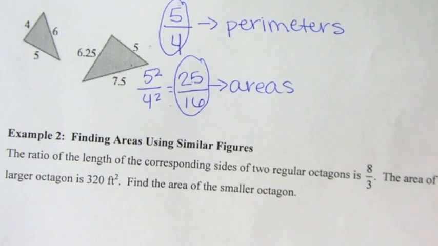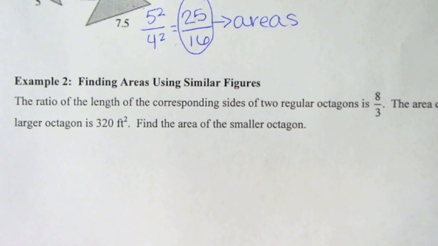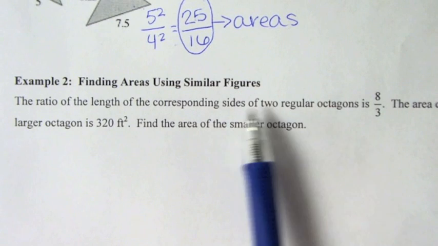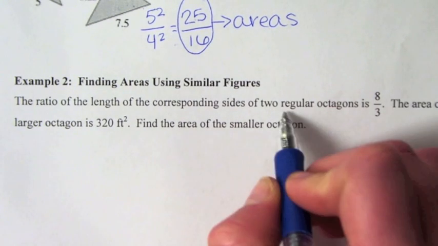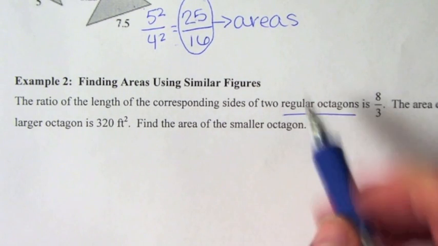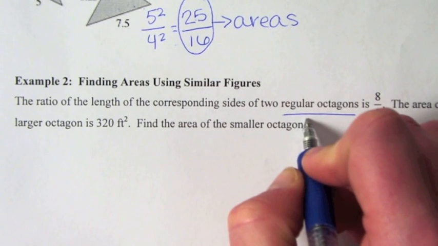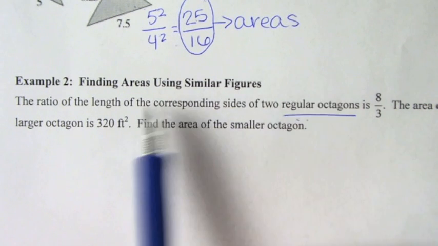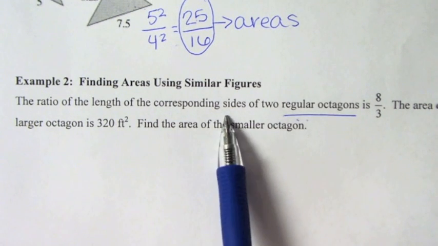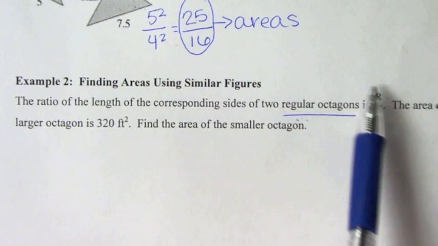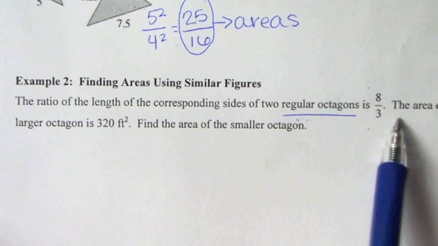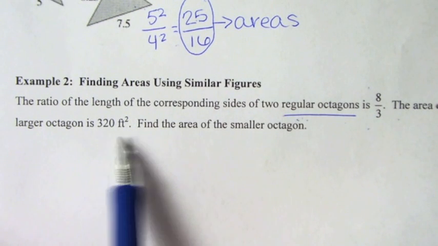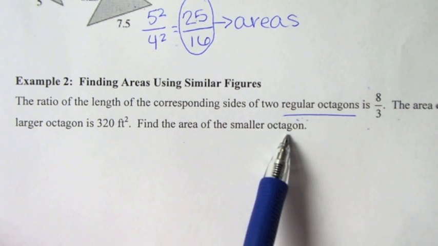All right, example 2. We want to find area using similar figures. Okay? So the ratio of the length of the corresponding sides of two regular octagons. Anytime we have regular figures, they're going to be similar if they have the same number of sides. So the ratio of the length of the corresponding sides of two regular octagons is 8 to 3, okay? And the area of the larger octagon is 320 square feet. We want to find the area of the smaller octagon.